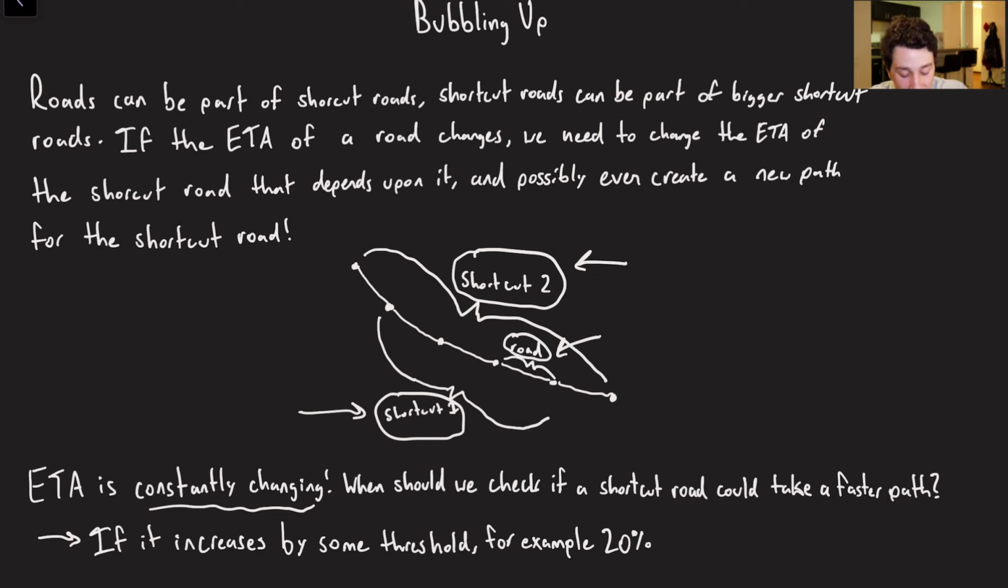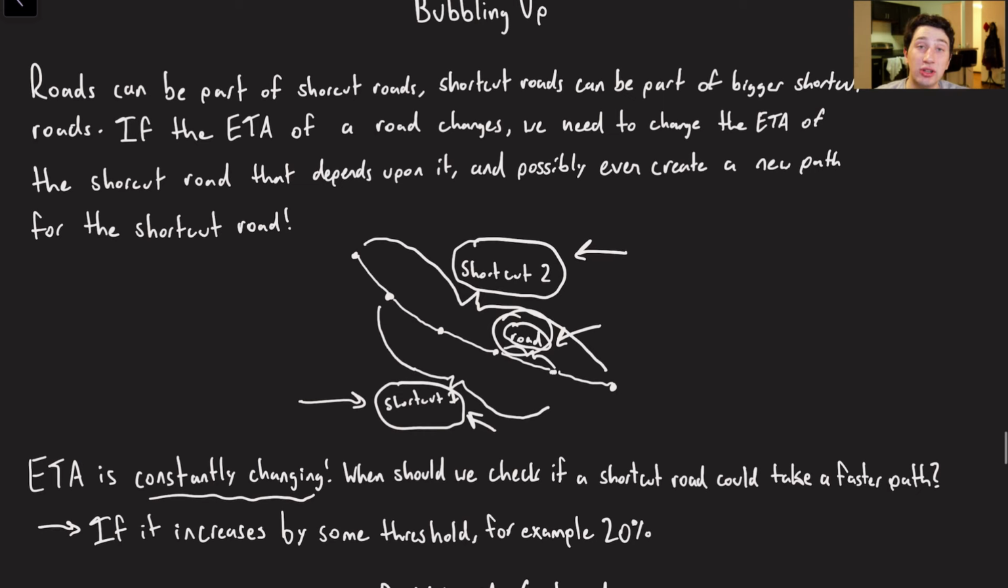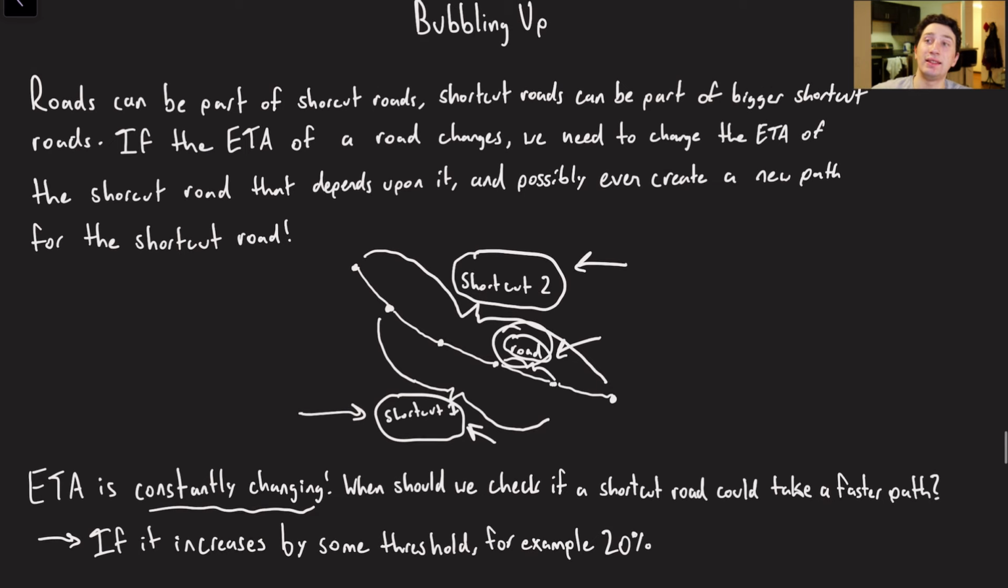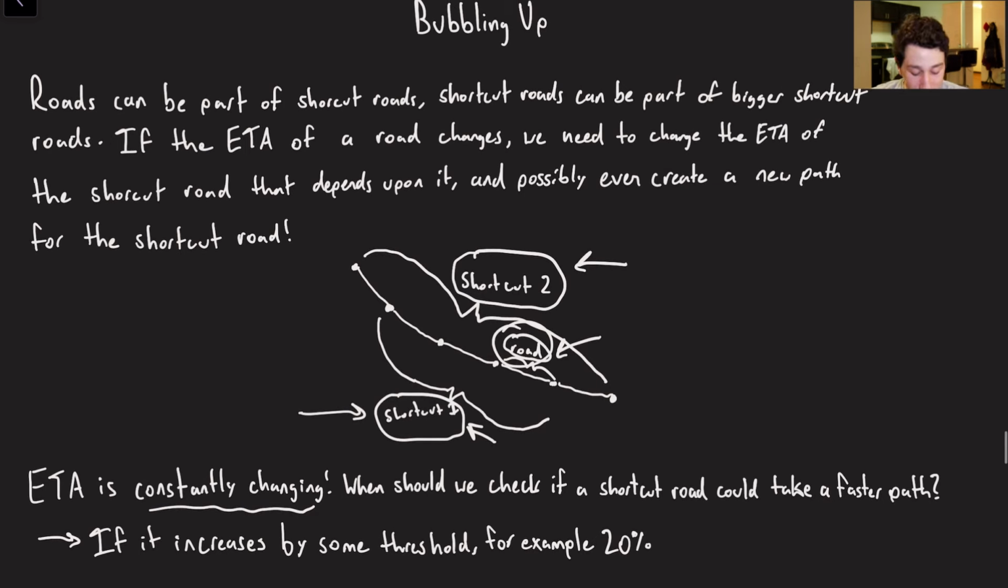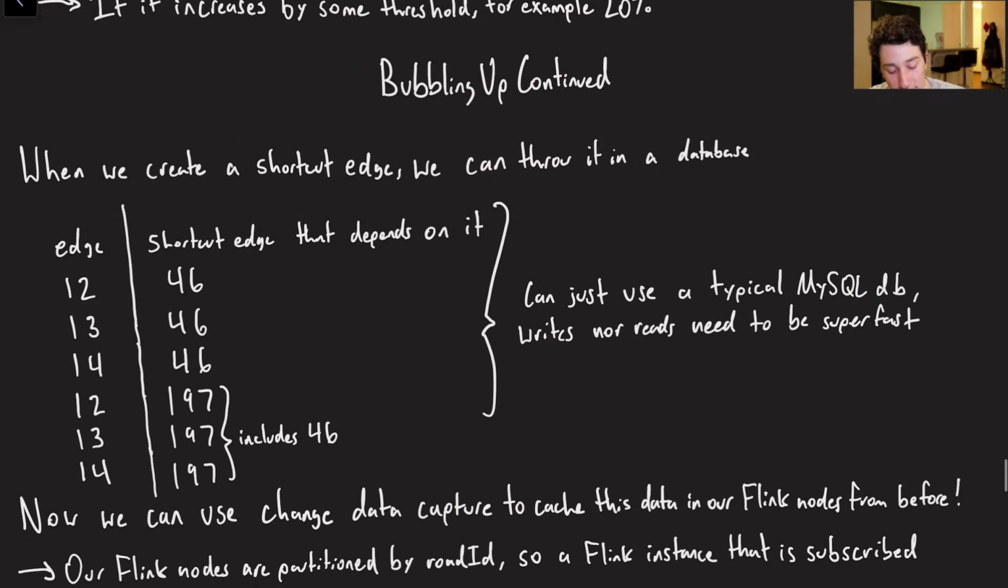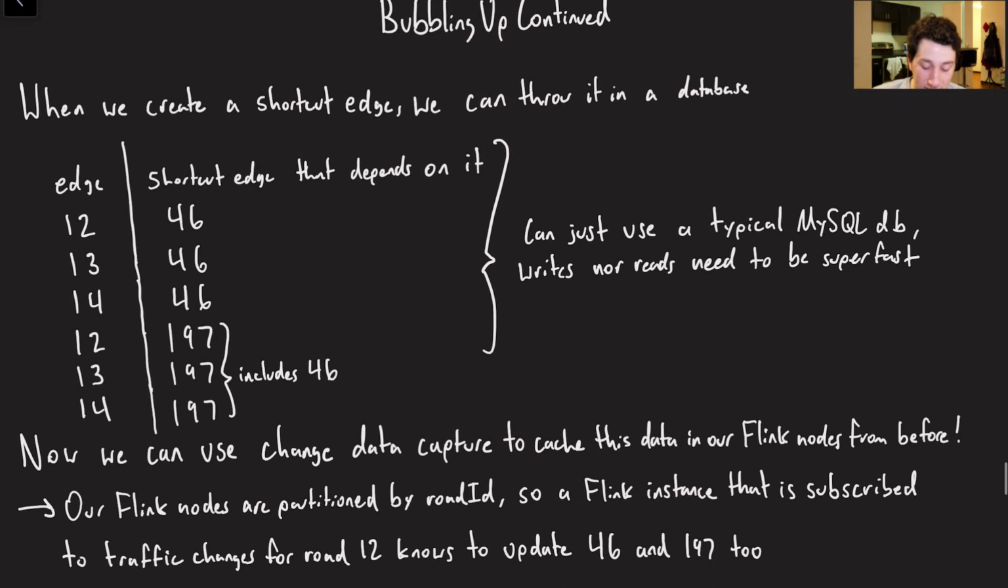So the question is, when should we actually update a shortcut edge? Ideally, we should just do it if this guy increases by some delta, and then it leads to the shortcut edge in turn having an ETA increase by some threshold, right? So if shortcut one happens to go from 10 minutes to 12 minutes in terms of the estimated amount of time to drive through it, maybe we should look to see if we can use a different sequence of roads to recompute shortcut one for the same start and endpoint.